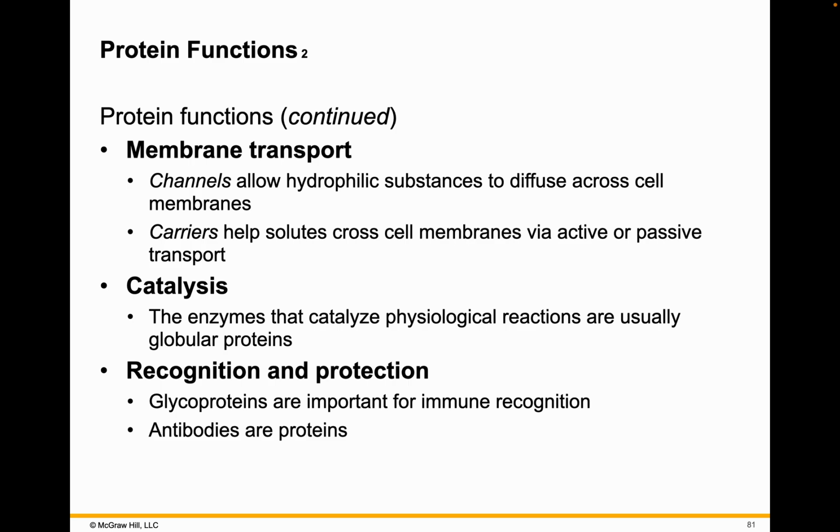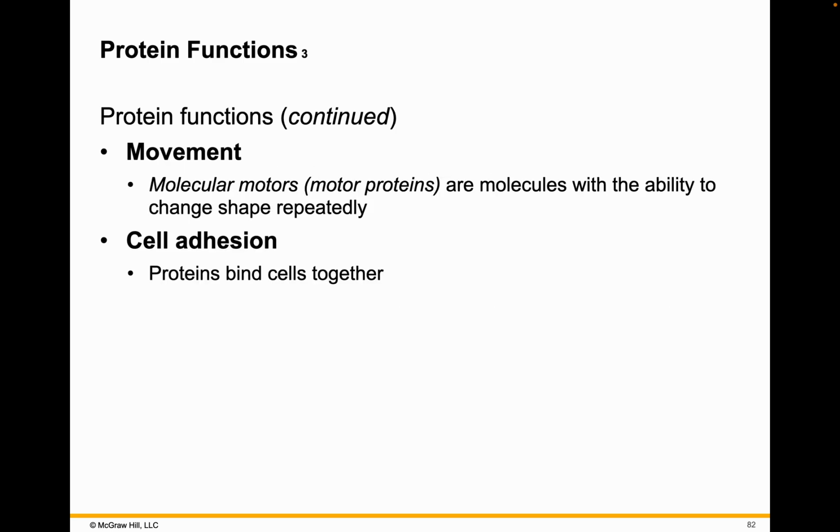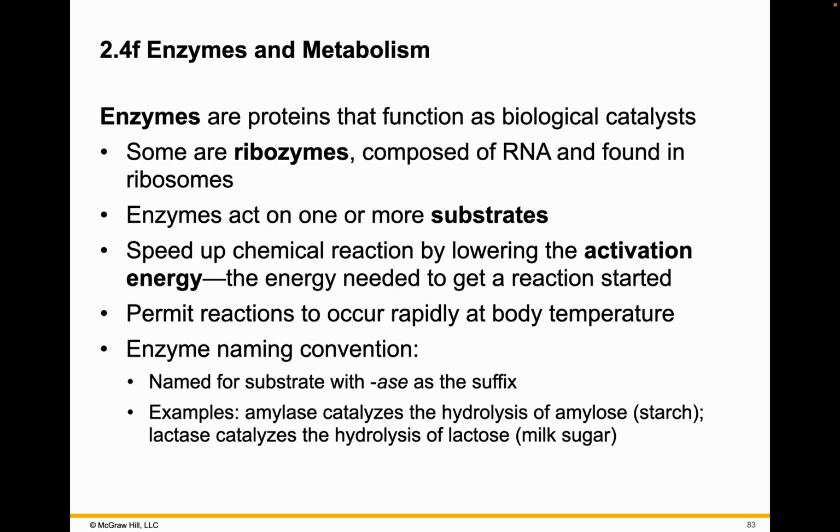They're involved in membrane transport, getting things from one side of the membrane to the other. Many of them are enzymes that speed up chemical reactions, so they do catalysis. And many of them are used for recognition and protection. They're used to move things. We have motor proteins, and they are used to hold cells together, cell adhesion proteins. So those enzymes that serve as catalysts, they're not all proteins. We do have some that are made of RNA. They are ribozymes.